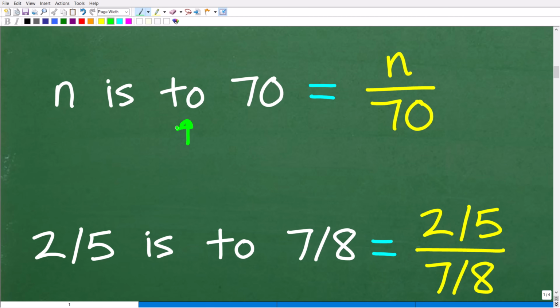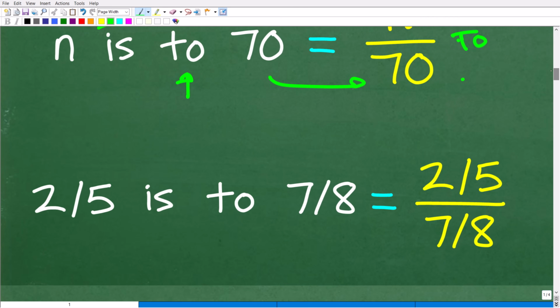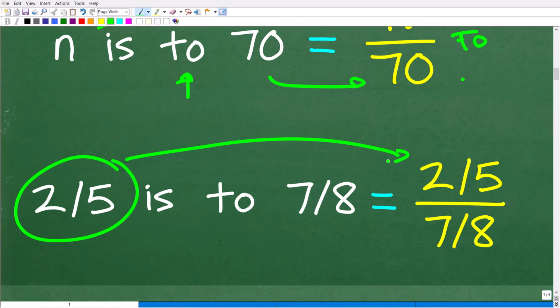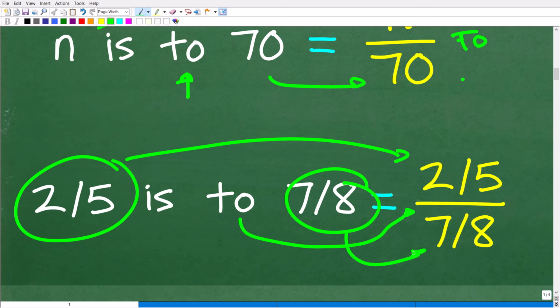Again, "to" is a kind of a hint that we have a ratio, so n is to 270, so we can write it this way, n over 270. Again, that fraction bar is that word "to". Okay, so hopefully that makes sense. Now let's go ahead and do the same thing with this second part. 2/5 is to 7/8. So this right here is going to be our numerator. And again, we have "to", that is our fraction bar, and 7/8 is our denominator.